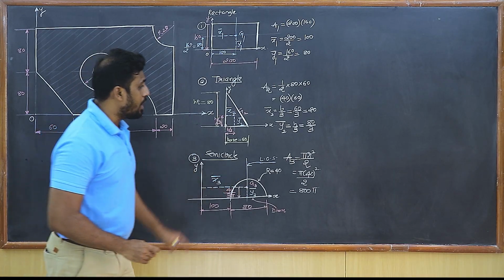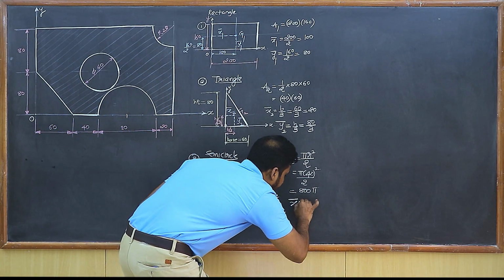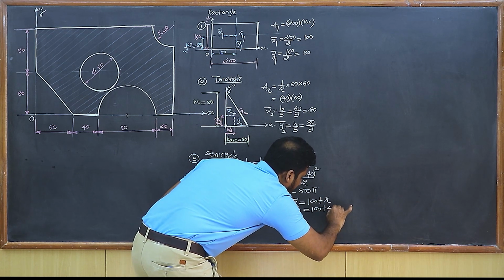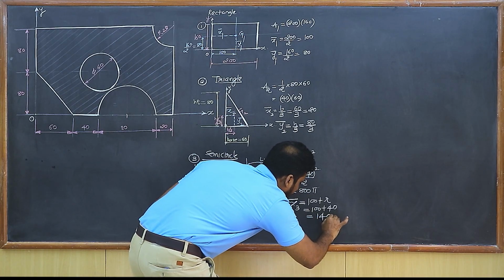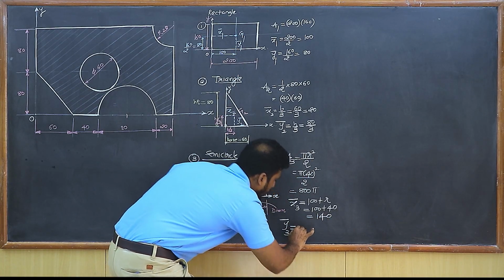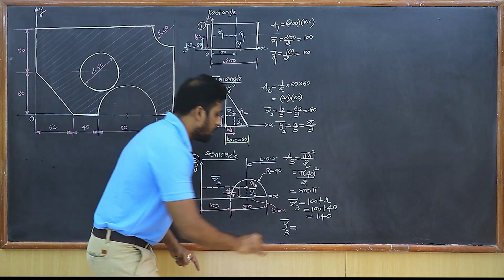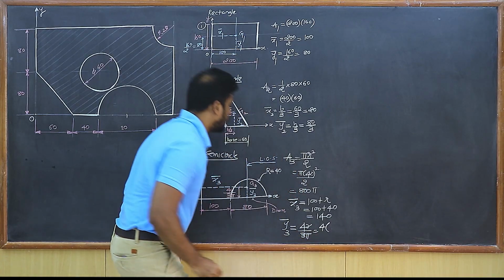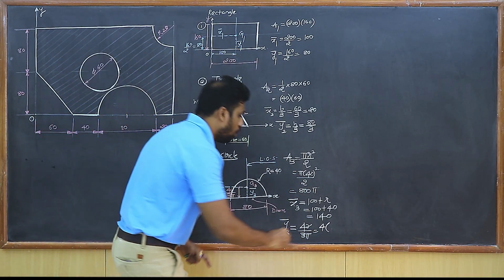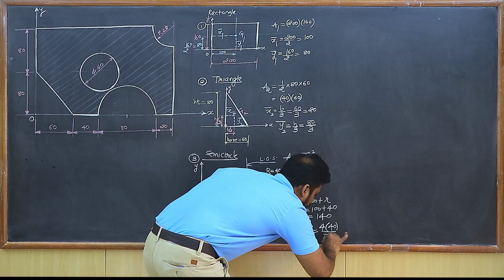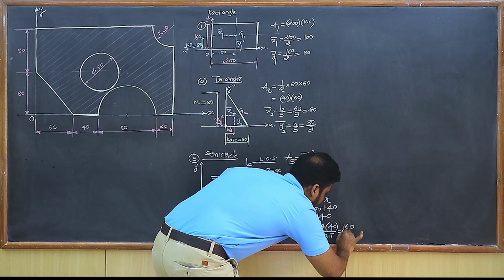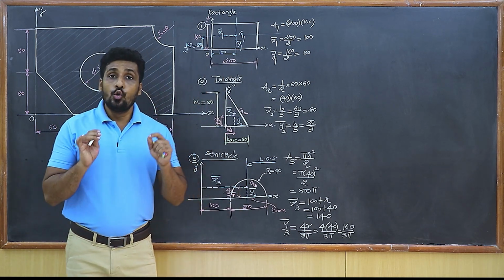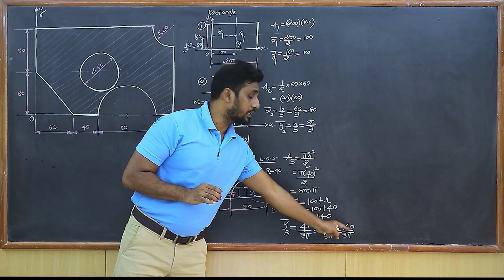Now students, what's x3 bar? It is going to be 100 plus the radius. So that's 100 plus 40. I get 140, and finally let's get y3 bar also. It is 4r upon 3 pi. What's the radius, students? Radius we know is 40. So 4 into 40 upon 3 pi. So it becomes 160 upon 3 pi. You can leave the answer as it is. There is absolutely no need to do the simplification of 160 upon 3 pi.